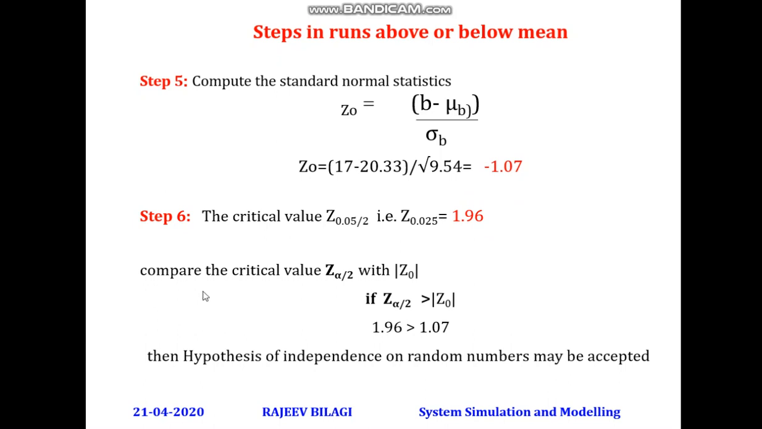Now finally you are going to compare the critical value with z naught. So now it is 1.96, z of alpha by 2. Mod of this is like 1.07, where z of alpha by 2 is greater than z naught. So that is 1.96 greater than 1.07. So hence finally we can conclude that the hypothesis of independence on the random numbers may be accepted.